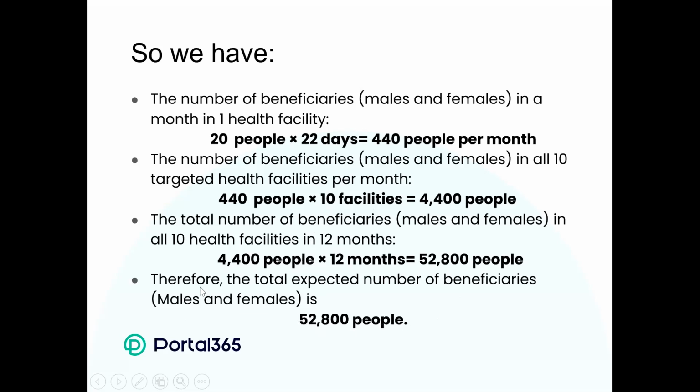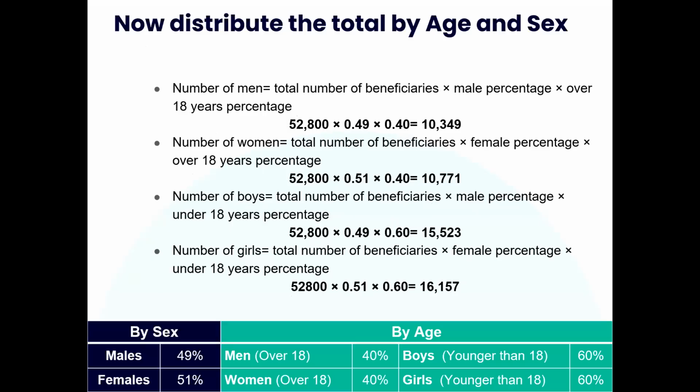Now we have this number, but it's not disaggregated by age and sex yet. So we have just the total. Now what we calculated is the total at this level. So we need to distribute the total by age and sex as we just discussed before. This is our formula. I put it below the slide. So for example, when we start to disaggregate by age and sex, we will start with the number of men. What is the number of men out of the 52,800 people? How many men are expected to be part of this figure?